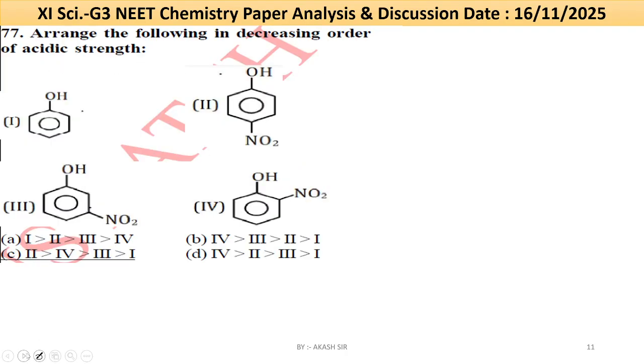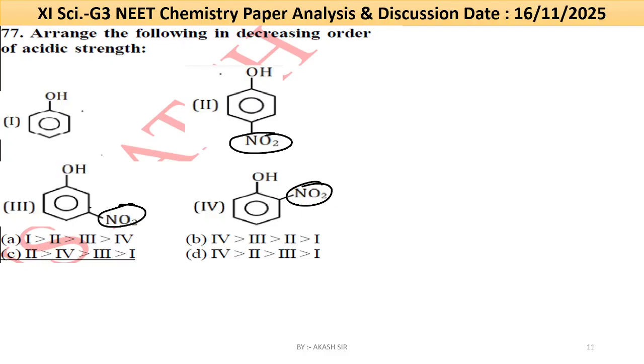Okay, let's go towards question number 77 here. Arrange the following in decreasing order of acidic strength. Dear student, now acidic strength arrange करना है यहाँ पर. To determine the order of acidic strength of the compounds, we need to consider the effect of the nitro group on the acidity of the phenol here. Nitro group plays an important role here, to decide the acidity of the compounds.